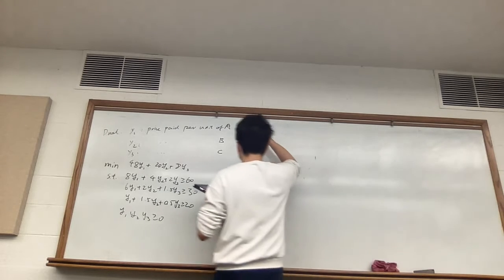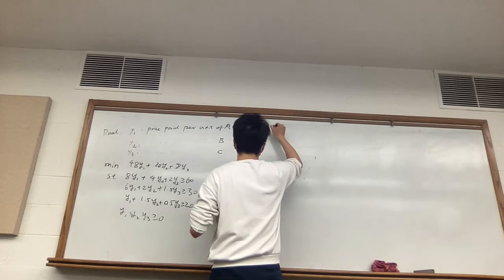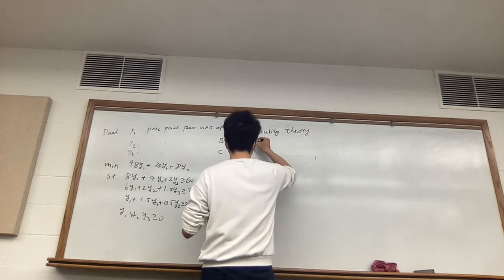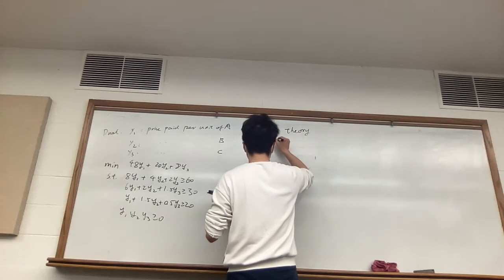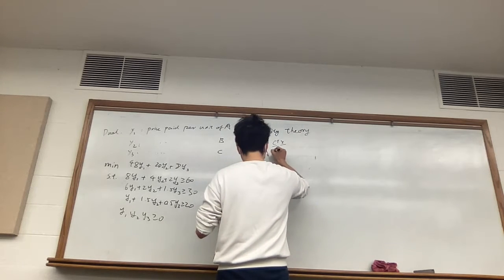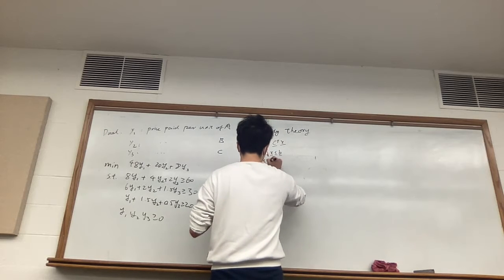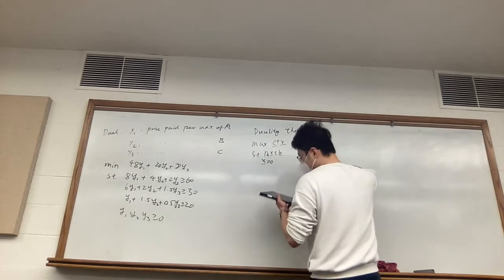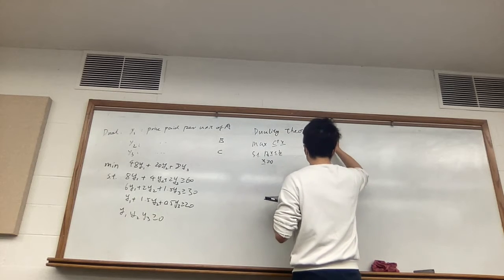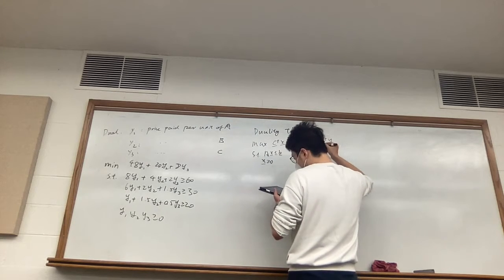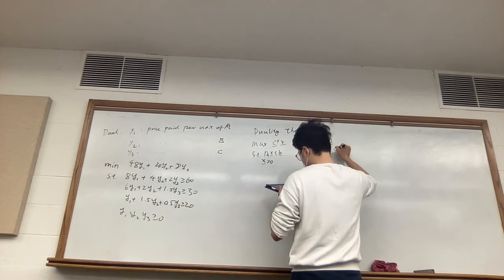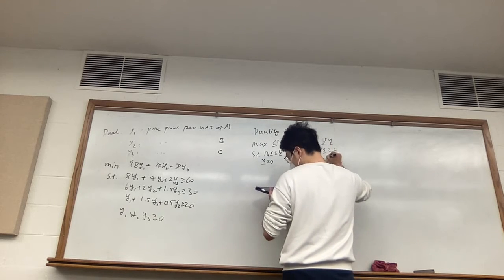Okay, so let me write it again. Duality theory. You want to maximize C transpose X such that AX less than or equal to B with X non-negative. You have already copied this, so I'm just rewriting it so that we can look at it and discuss. The dual is A transpose Y greater than or equal to C, Y greater than or equal to 0.